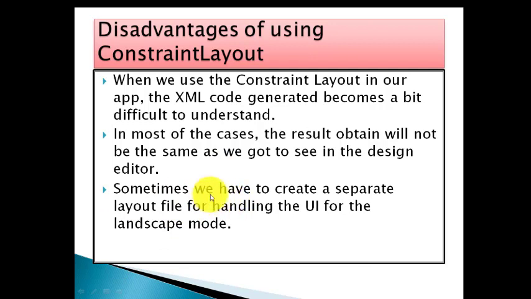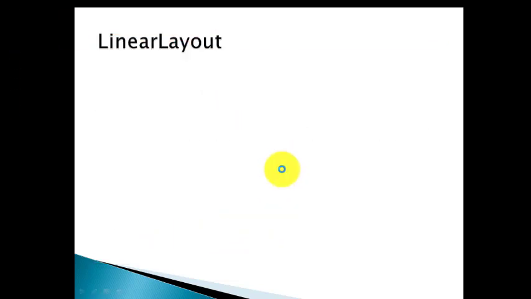Sometimes we have to create a separate layout file. This is one of the biggest problems in constraint layout. Suppose you want to display an Android application in landscape mode, then we have to create a separate file for constraint layout.